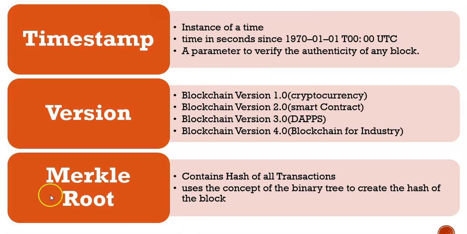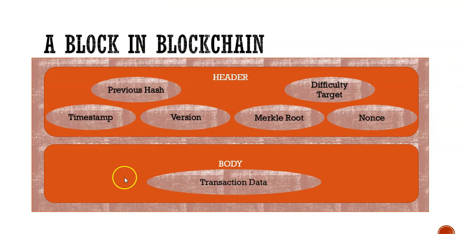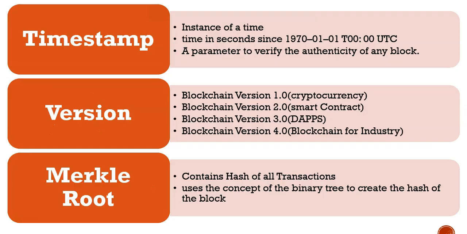The next one is Merkle root. The Merkle root contains the hash of all the transactions. Each block in a blockchain will have a body where you will have all the transactions. These transaction data will be converted into hashes. When you have multiple transactions, they'll be combined together to form one single hash, and that single hash will be stored as the Merkle root. Don't worry, we'll be learning about the Merkle root as well, and how it is getting created.